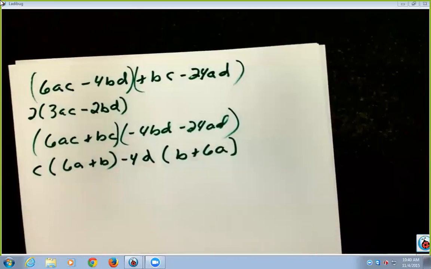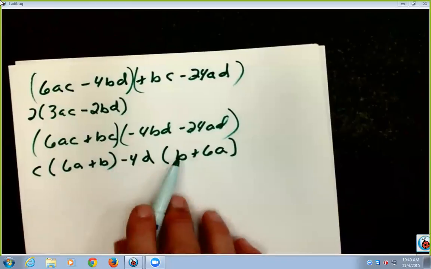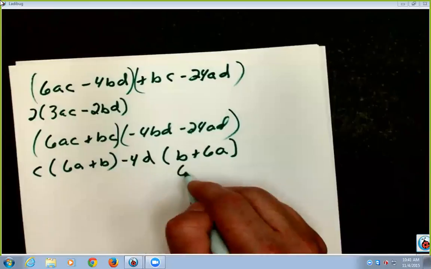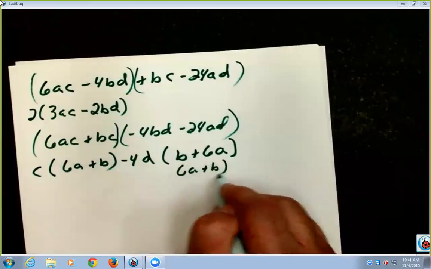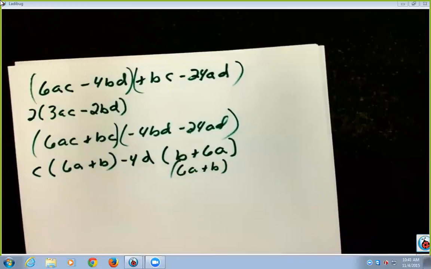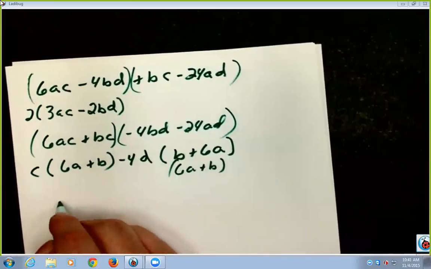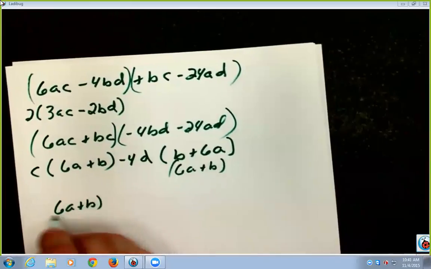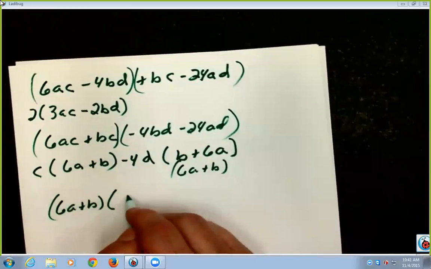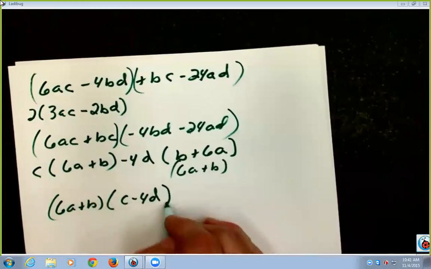So now do my pieces match? Yeah. They're identical to each other because this just needs to be flip-flopped and have A plus B. But I can do that because they're both positives and it's not going to change anything. So really my answer is 6A plus B times C minus 4D.